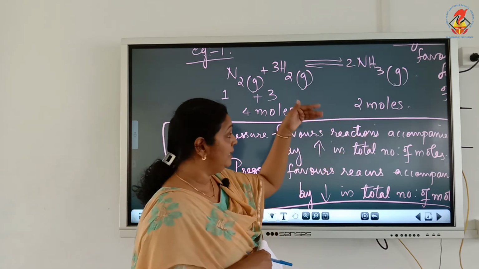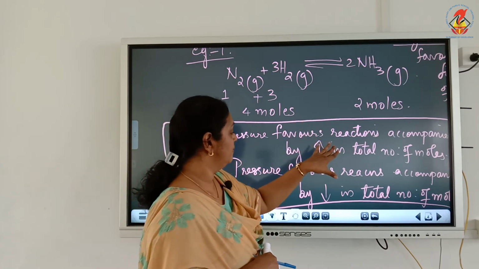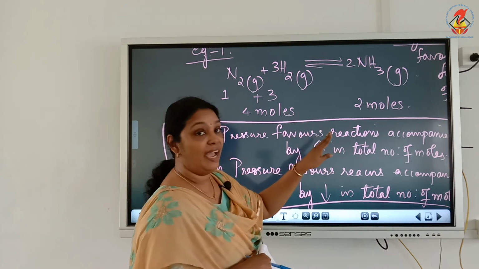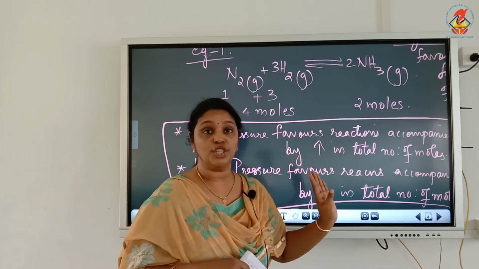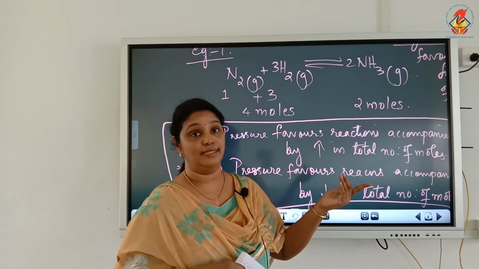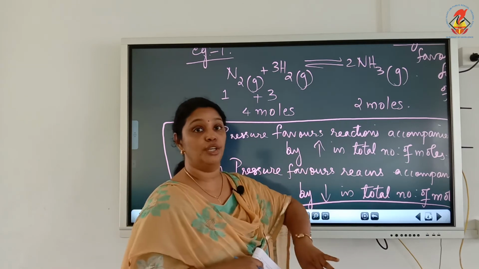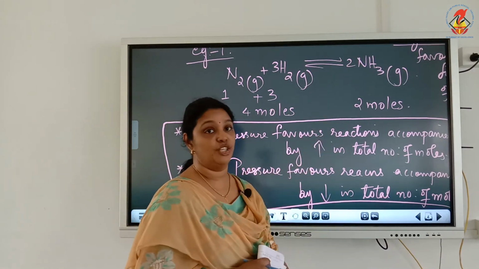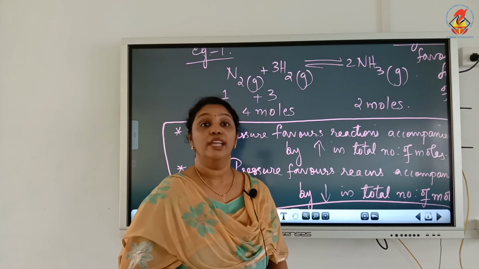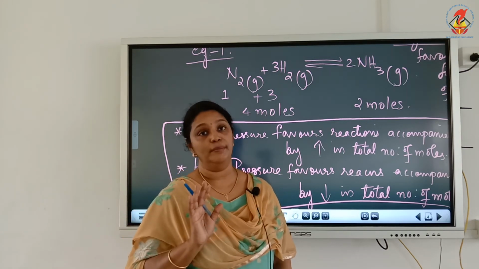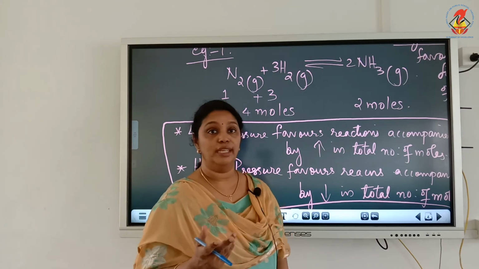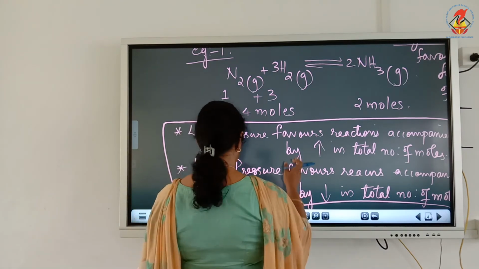Now if I decrease the pressure, what will happen? The reaction will take place in that direction in which the total number of moles increases. So if I decrease the pressure, then the backward reaction takes place. So this is the effect of change of pressure on an equilibrium reaction. Now I am going to give another example, second example.